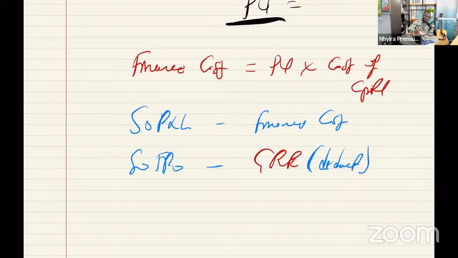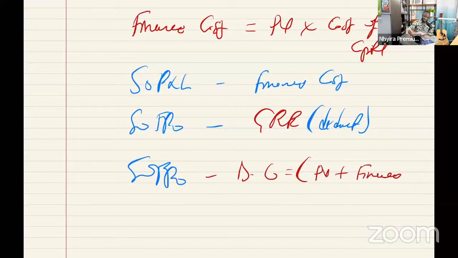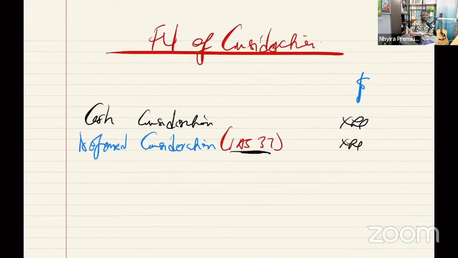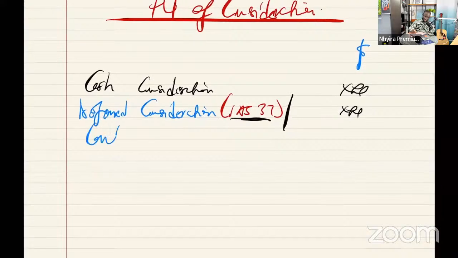Then on the face of the statement of financial position, we are going to be having deferred consideration. And that deferred consideration will be the present value plus the finance cost that you calculated. And that is IAS 37, and that is deferred consideration. So we don't have money now, so we give you some money in the future. That is deferred consideration. But with deferred consideration, there is another concept, and that is contingent consideration.